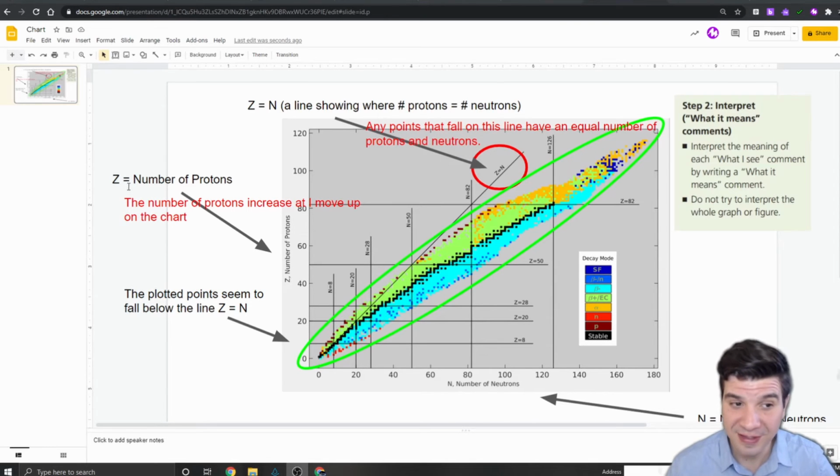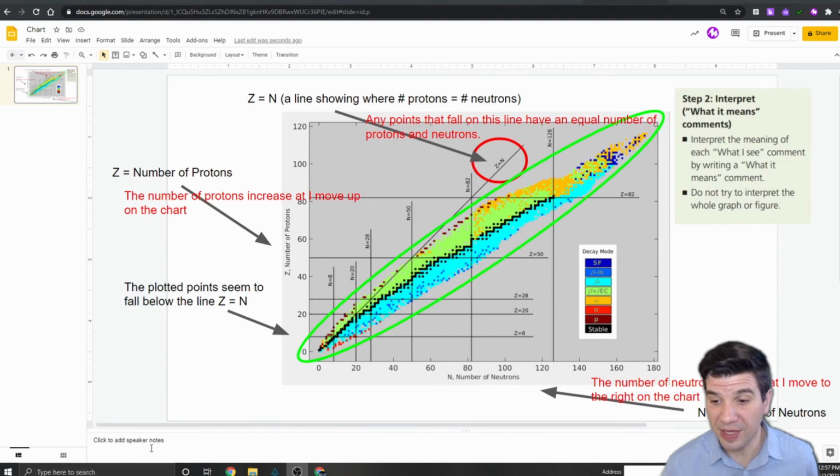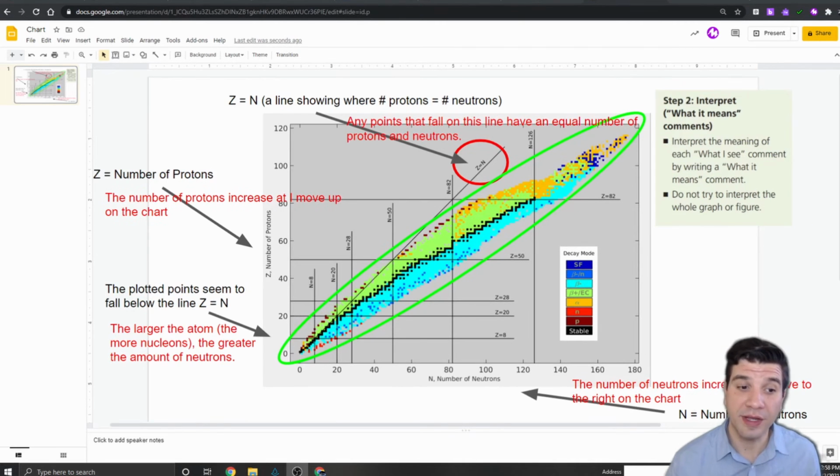For my "what I see" comment of Z equals the number of protons, my "what it means" comment is the number of protons increases as I move up the chart. For my "what I see" comment of N equals number of neutrons, my "what it means" comment would be the number of neutrons increases as I move to the right of the chart. For my "what I see" comment, the plotted points seem to fall below the line Z equals N, my "what it means" comment would be the larger the atom, the more nucleons, the greater the amount of neutrons.